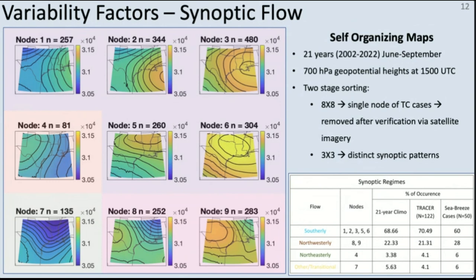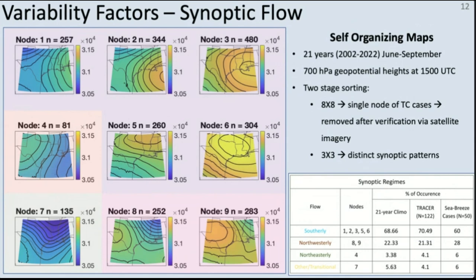We applied a two-stage sorting to this, with the first one using an 8x8 set of nodes, which resulted in a node containing only tropical cyclone cases. So we removed those tropical cyclone cases from the data set since that's kind of outside of the scope of things we're considering in this study. We verify those against satellite imagery to ensure that is actually the type of cases they are. And then we do an additional sorting step and produce this 3x3 set of nodes in which we have distinct different synoptic patterns over the Houston area.